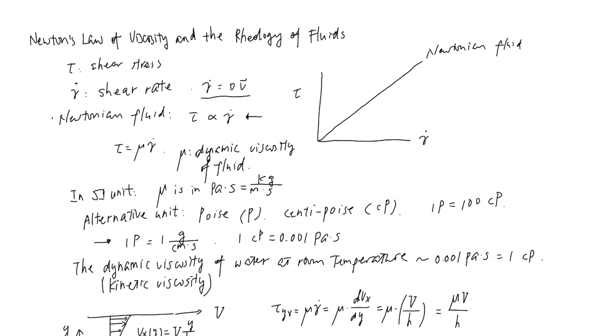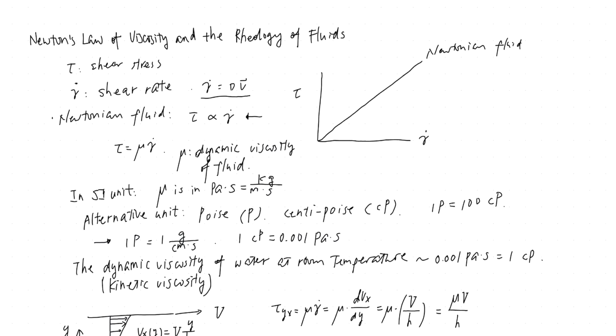The dynamic viscosity of water at room temperature is about 0.001 Pascal second. And if you use the unit of poise or centipoise, it's just 1 centipoise. So this is also pretty popular in industry because we can just say 1 centipoise. It's easy to say compared to 0.001 Pascal second.